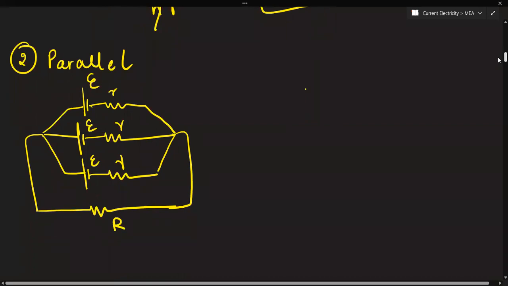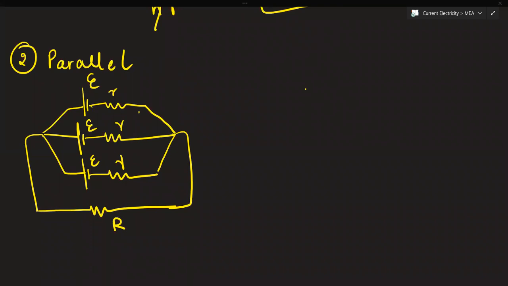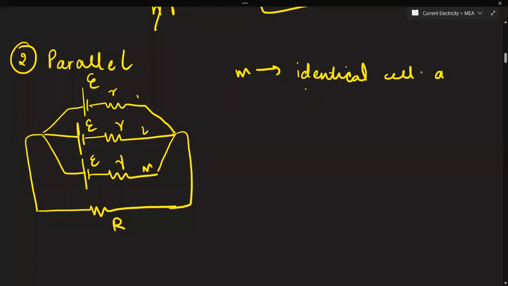Now let's start with parallel combination. The number of cells in a single row will remain the same, but the number of rows will be different because they are connected in parallel. Let's say this is the first row, this is the second row, up till you have m number of rows. To differentiate between n and m, we'll write the number of rows as m. So m are the identical cells that are connected in parallel.